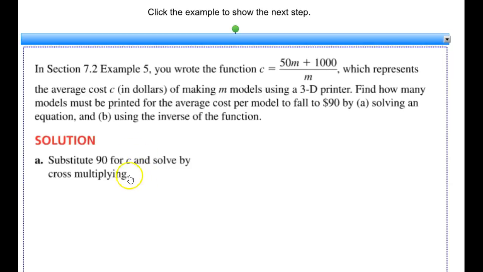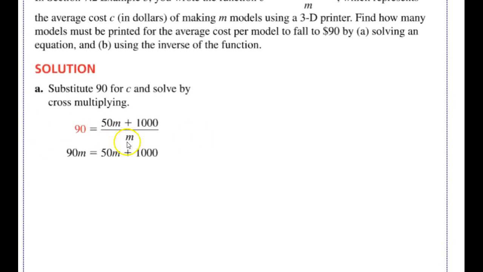So the first thing I want to do is I want my average cost to be 90. So I set that for C, and then I solve by cross multiplication because I have one rational expression on the left and one rational expression on the right. So I write it out. I end up with 90 times m equals 50m plus 1,000. So then I can just subtract my 50m from both sides and divide. So my m would have to be 25.